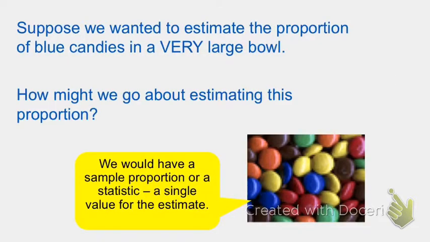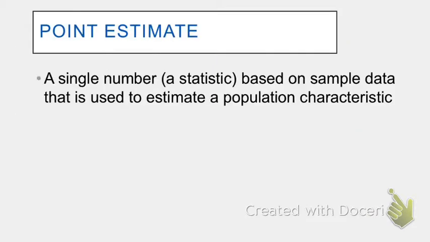So what we would do is we would take a sample and then estimate that. That is called a point estimate. It's a single number or a statistic that is based on the sample to estimate the population.